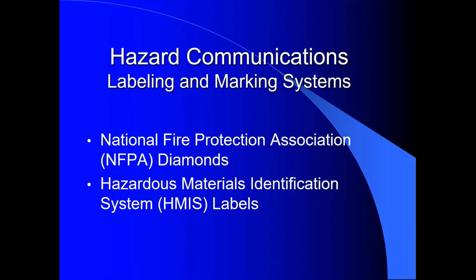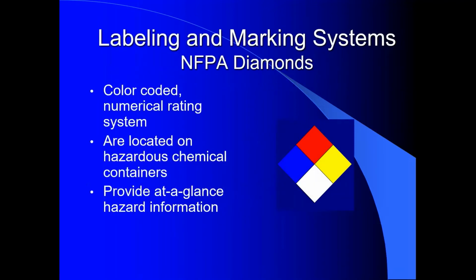Hazard communications, labeling and marking systems. There are 2 types. The first is the National Fire Protection Association NFPA Diamond, and the second is the Hazardous Materials Identification System HMIS labels. Labeling and marking systems, NFPA Diamonds. Their color-coded numerical rating system are located on hazardous chemical containers and provide at-a-glance hazard information.